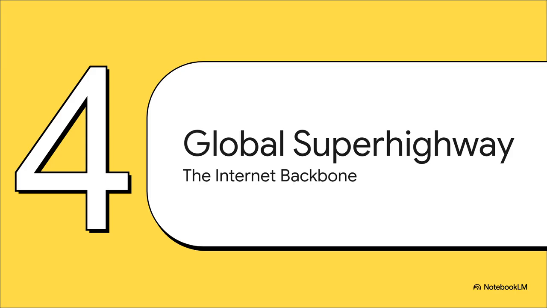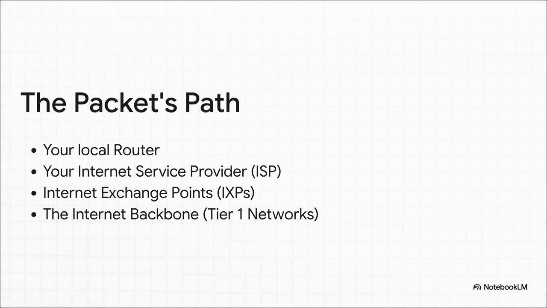So our tiny data packets are addressed, they're numbered, and they're ready to go. They're about to hit the global superhighway, a truly mind-boggling web of physical cables and hardware that connects the entire planet. The packet's path starts right in your home, at your local router. From there, it zips off to your internet service provider, or ISP. Your ISP then connects to even larger networks at these things called internet exchange points. Think of them as massive, bustling intersections for data. And ultimately, your packet hits the internet backbone. These are the huge Tier 1 networks that own the massive, high-speed fiber optic cables running under oceans and between continents.